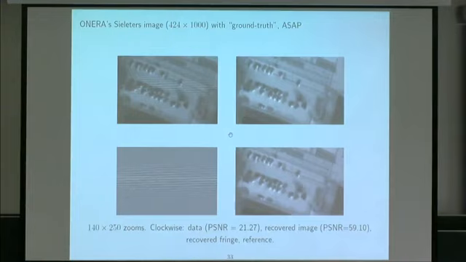This is the image that was acquired by the imaging device. The PSNR is something like 21. This is the image obtained by using the proposed algorithm. The PSNR is 59. This is the fringes that we recovered, compared to the reference. So you see that there is not much difference. But we had the references only for 9 images. So I'll present some images without reference, and industrials told us that they are good enough.